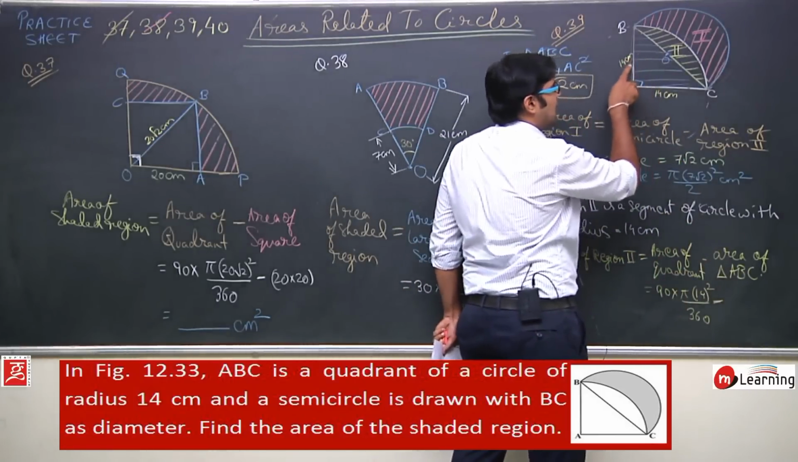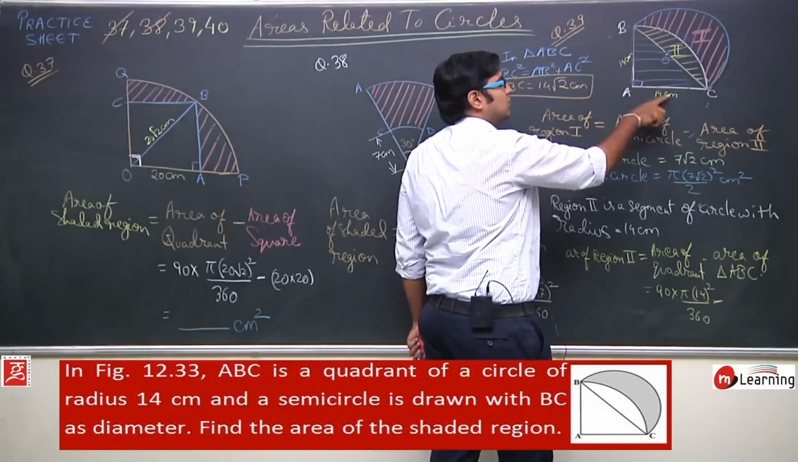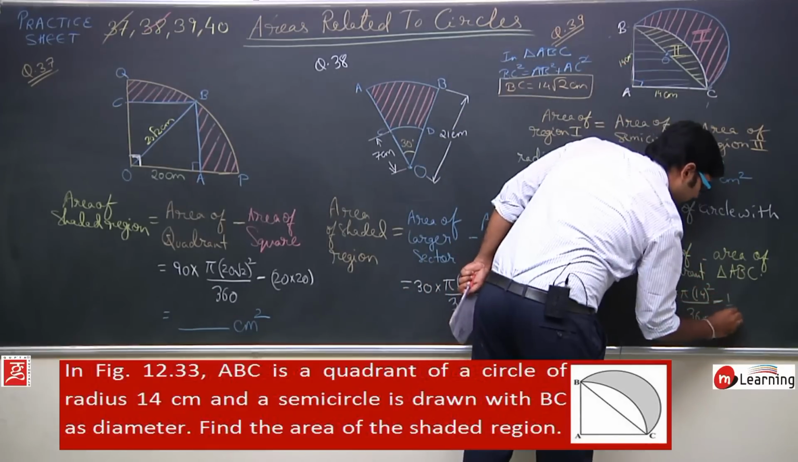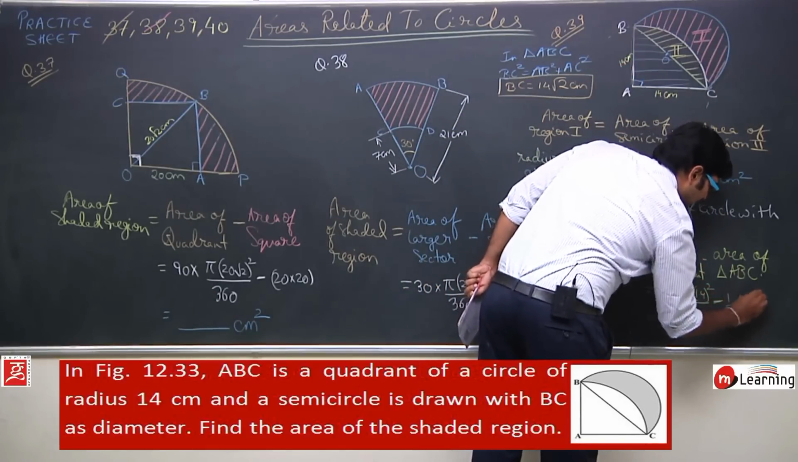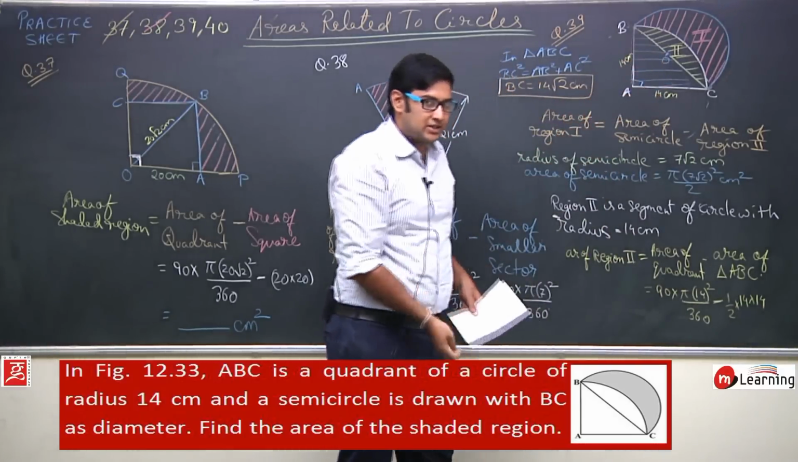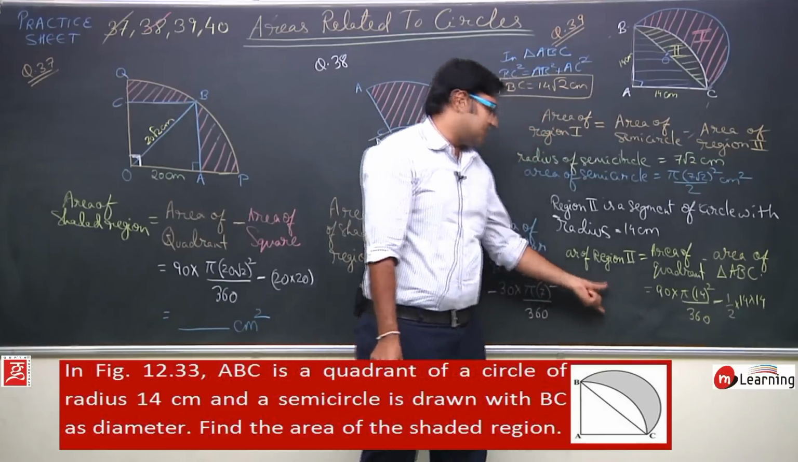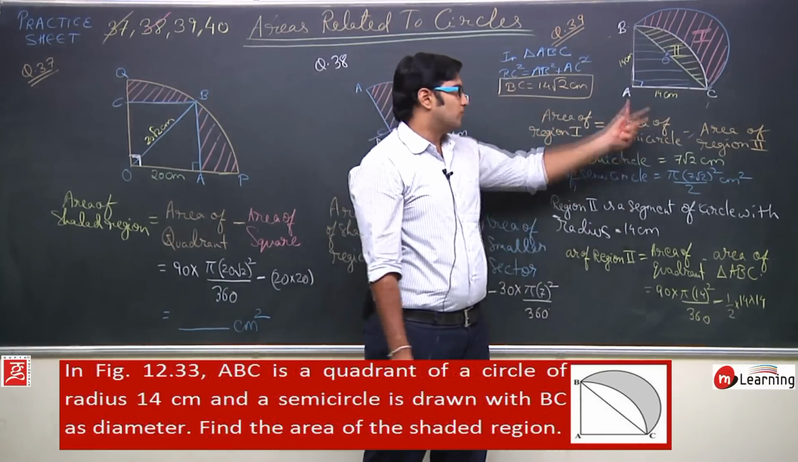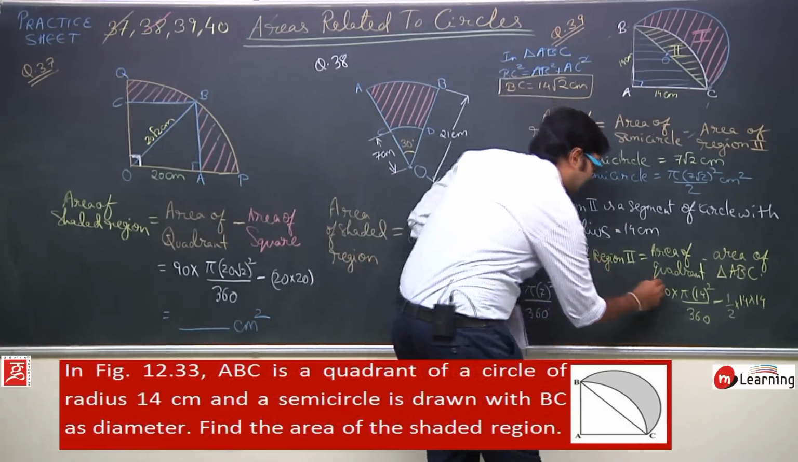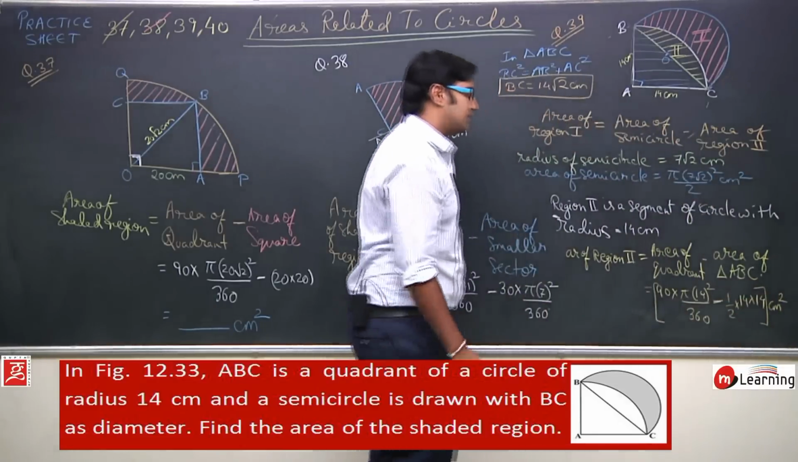This triangle is half. Now since this is a 90-degree angle, I can write half base into height. So half base is 14 into height. You can take this base or this base, anything as a base. So half into base into height, you can take this. So this will be the area of region 2. By just calculating this value you will get the area of region 2 in centimeter square.